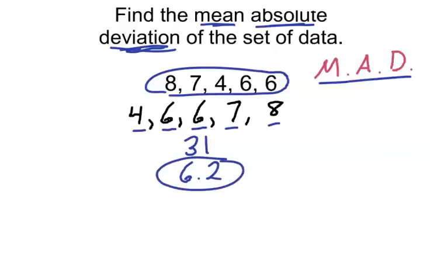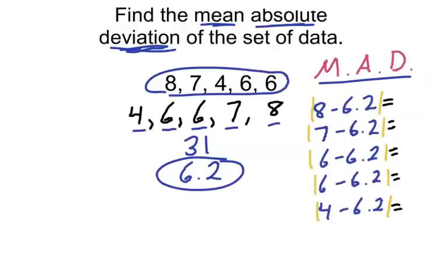So what we're going to have to do is take each number and subtract 6.2 from it. Okay, so I'm going to rewrite the 8, the 7, the 6, the 6, and the 4. And then I'm going to subtract 6.2 from each one of these. All right, so I have it all written out, and I have the little yellow lines because, remember, it's the absolute value. We don't care if it's positive or negative. We just want to know how far it is from 6.2.